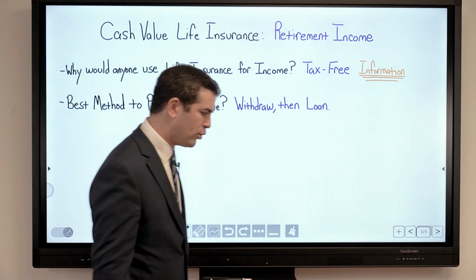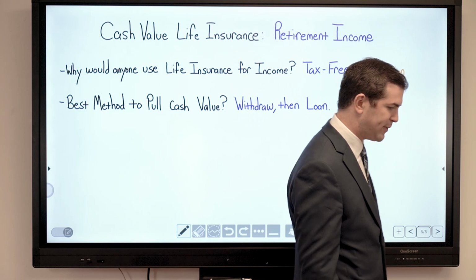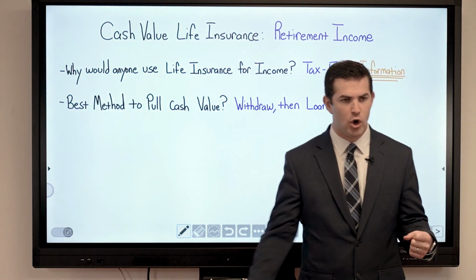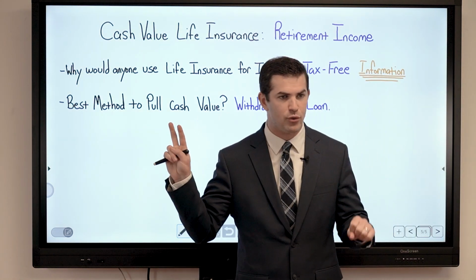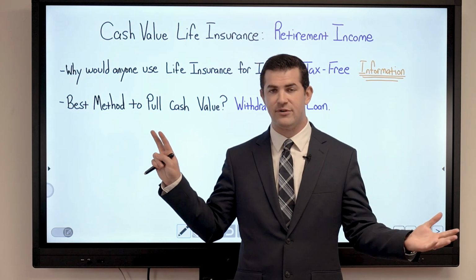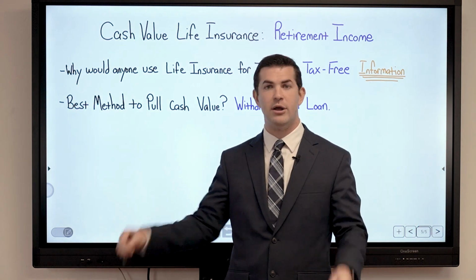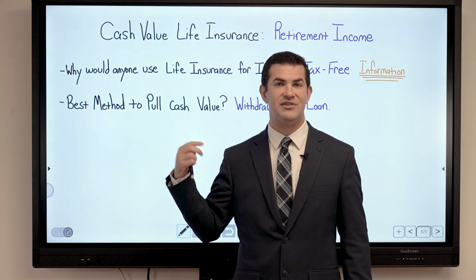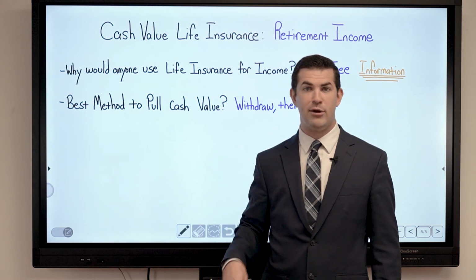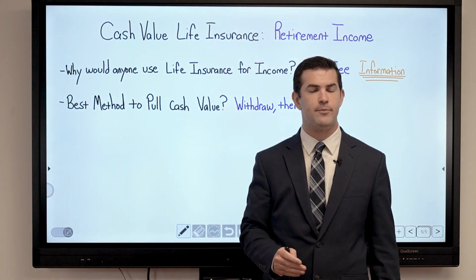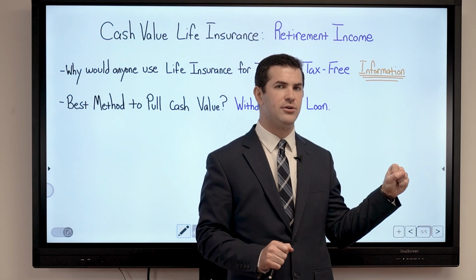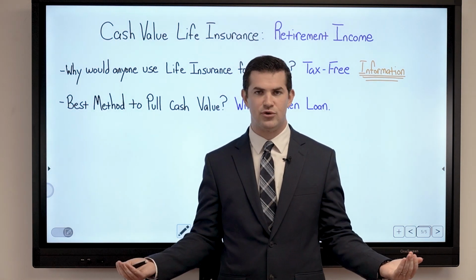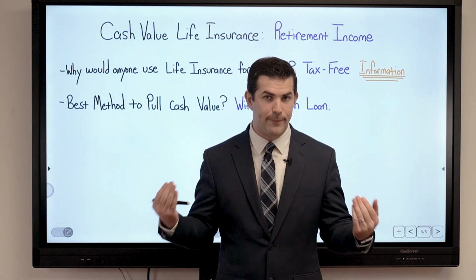So how do I pull the cash value of a life insurance policy? How do I actually distribute it? Well, there are two transactions which I can execute on a life insurance policy to pull my cash value. I can take a withdrawal, which is exactly what it sounds like. It's like taking a withdrawal, pulling money out of a bank account. Once I pull the money out, I'm no longer earning any interest on it. And then I can also take a policy loan.